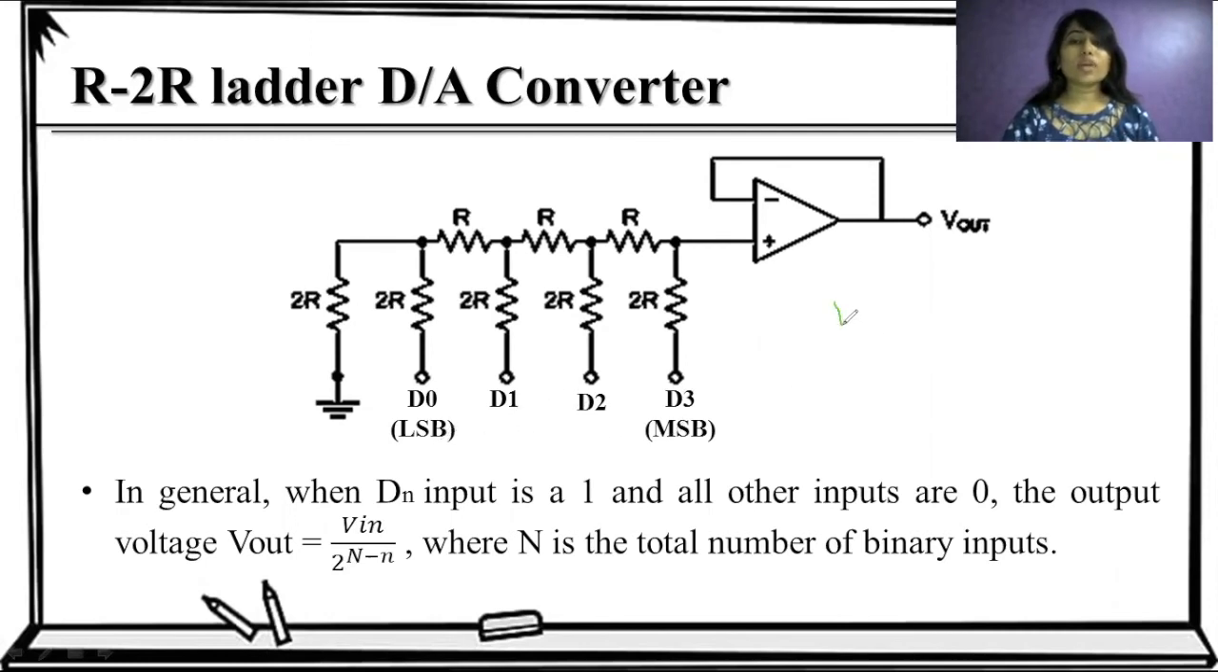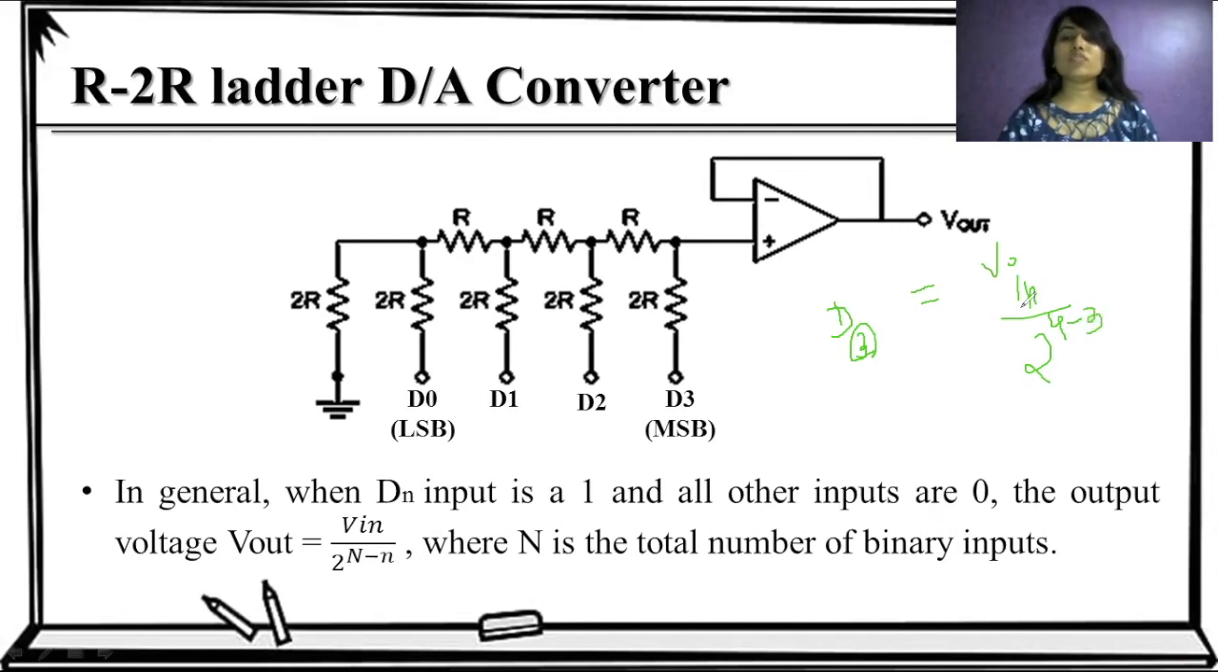And if we want to calculate the V out equation for D3, how can we write it? For D3, we have the output equation as V in divided by 2 raised to n, that means total 4 bits, so 4, and we have to calculate for this bit. So here small n, that means we subtract this Dn over here. Here we have D3, so we subtract 3.